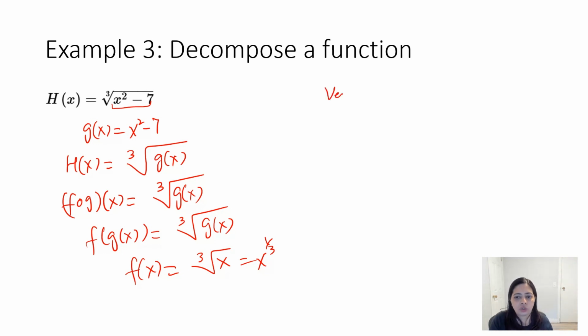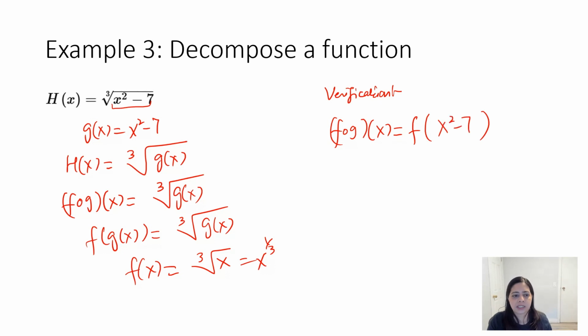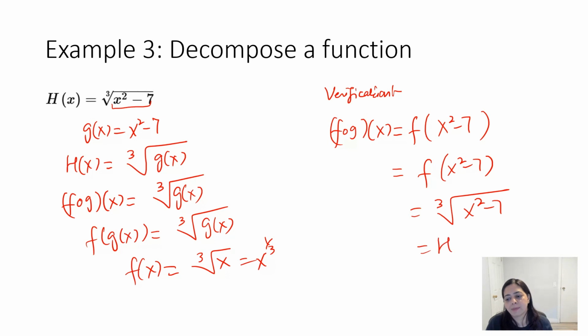And then you can also do the verification. f o g: first use the definition of g, which is x squared minus 7. Then use the definition of f, which is taking the cube root of whatever you feed to it. So this is the same as h of x. So hence verified. So that's all about this lecture.